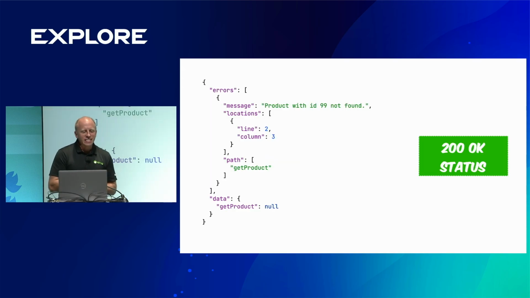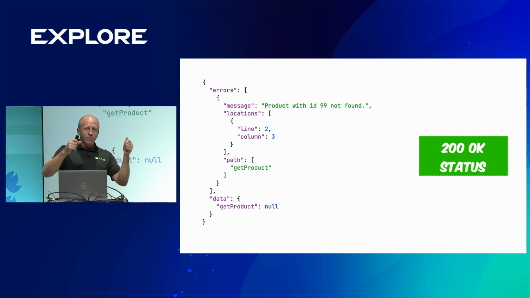But all right, let's say we had an example where we asked for a product with an ID of 99. This is going to return a 200 status, not a 404. And I know we're all used to, hey, if I make a call, I want a status code to tell me exactly what's going on. And this might throw you off at first.